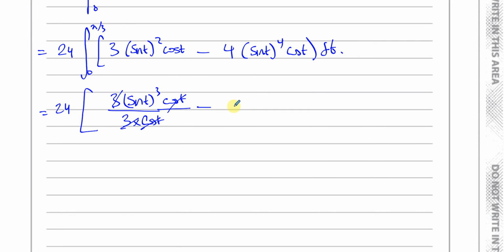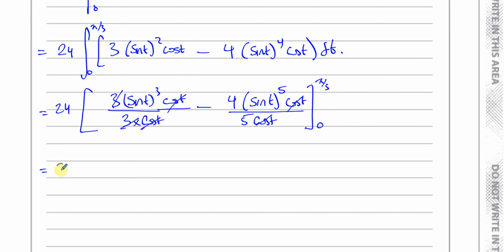And here I'm going to have to change the power, increase the power by 1. So I start off with sine 4. The sine t is going to become sine t to the power 5 because I increase the power by 1. And what will happen is when I divide by the new power and the differential of what's inside the function, which is cosine t, they cancel out. And I've got this pi over 3 and 0.